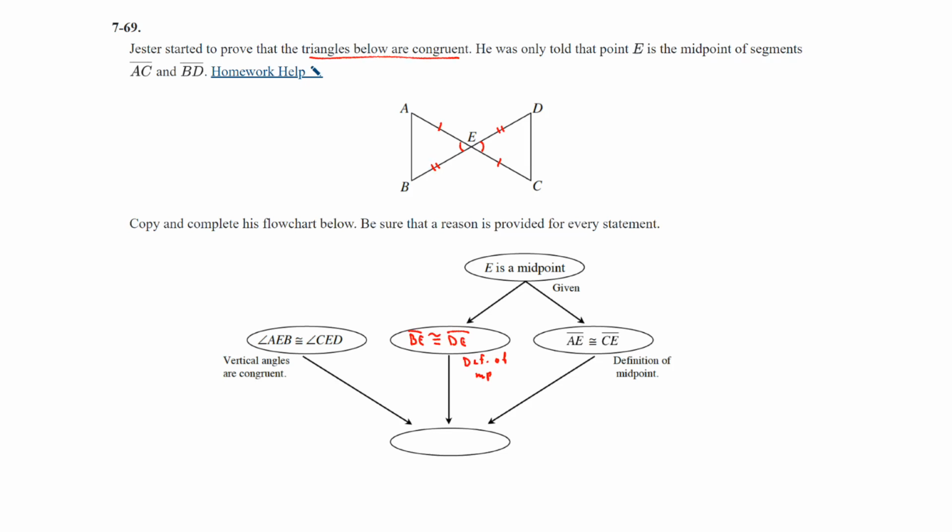If you go back up to the beginning, what Jester was trying to prove, we know that triangle AEB is congruent, and then make sure you match up the correct points. So A matches up with point C. E matches up with point E, and then B matches up with point D. So we know that triangle AEB is congruent to triangle CED, and we know that because we have a side, an included angle, side, and that's one of our congruencies.